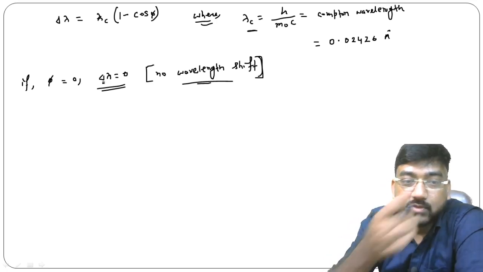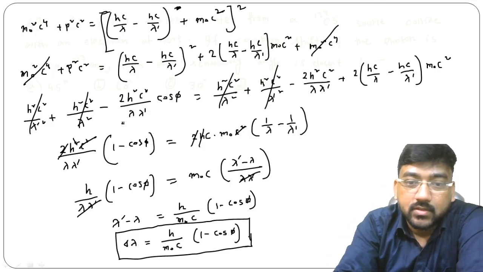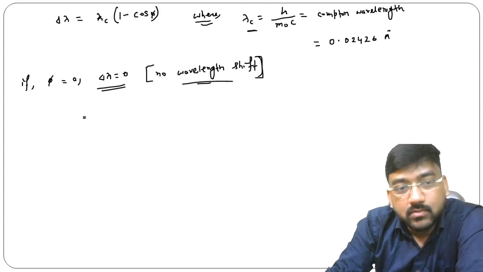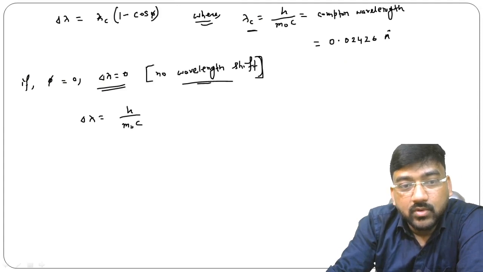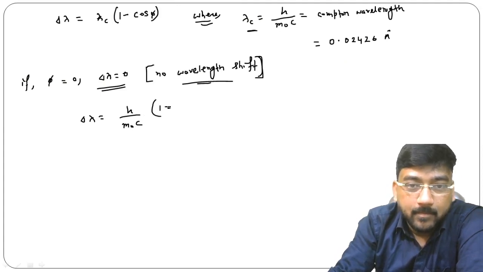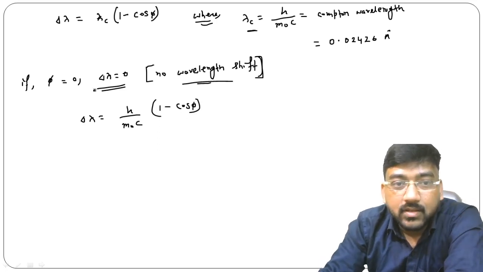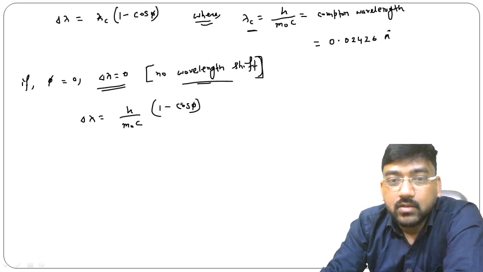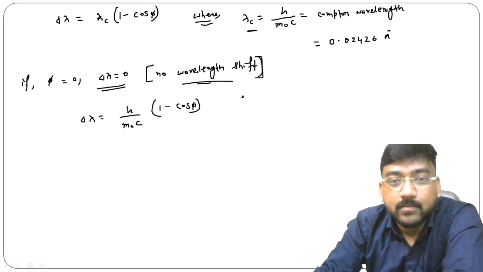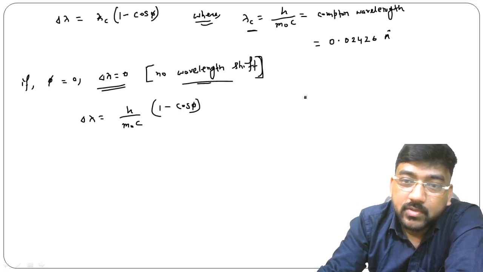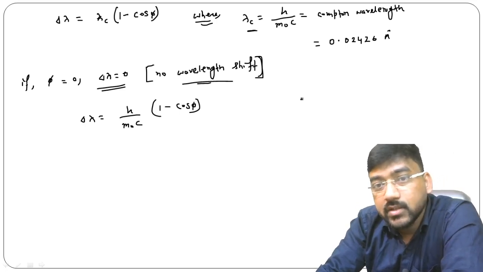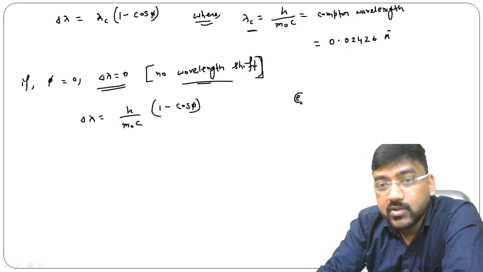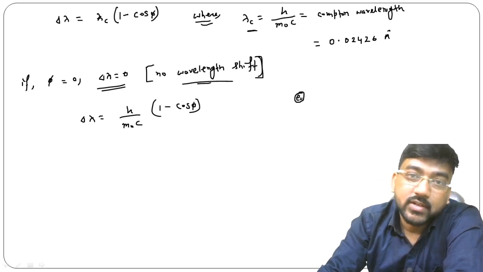So why is this happening? We have delta lambda is nothing but h upon m0 c into 1 minus cos phi. Now if the electron is not scattered, that means the binding energy of the electron is too high. If the binding energy of the electron is too high, then you cannot say this electron is a free electron.